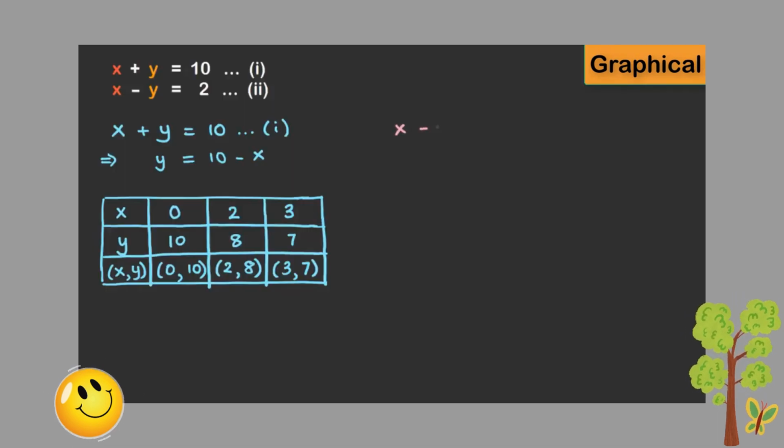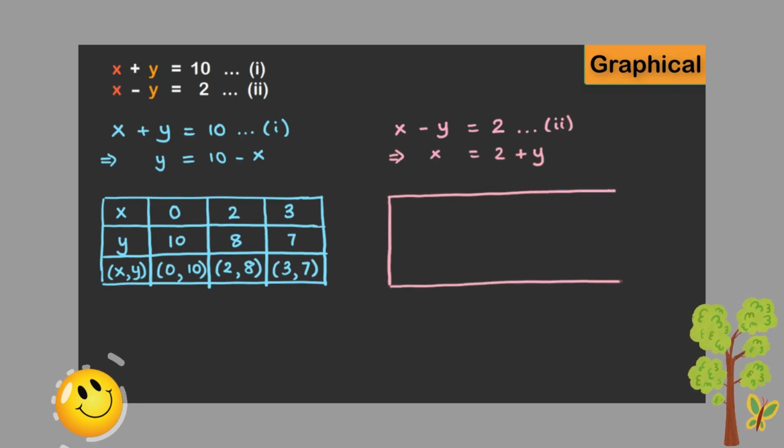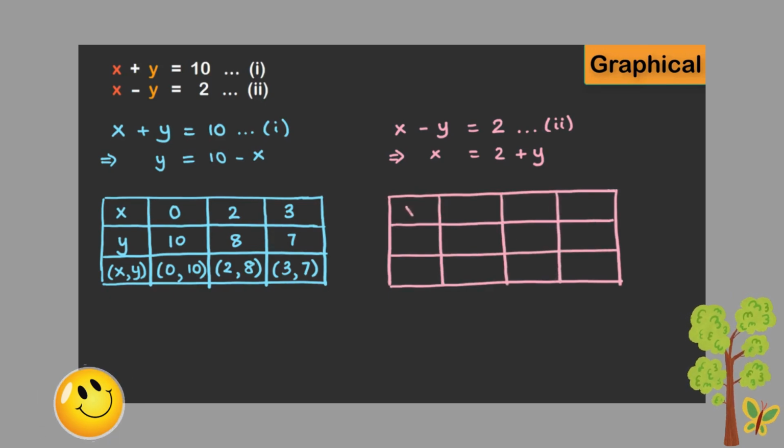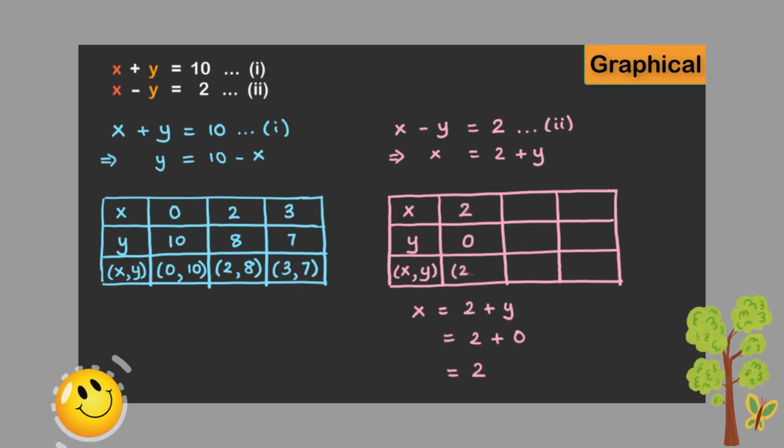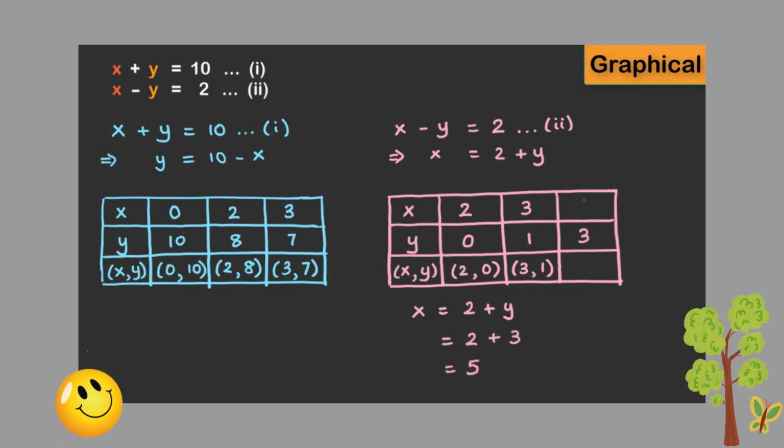Now let's take the second equation. Here it will be better to write it in terms of x. So we have x equal to 2 plus y. So let's make our table again. This time we'll take values of y and solve for x. So for our first point, let's take y equal to 0. And on solving, we get x as 2. So the point x comma y becomes 2 comma 0. Similarly, taking y as 1, we get our next point 3 comma 1. And taking y as 3, we get our third point 5 comma 3.